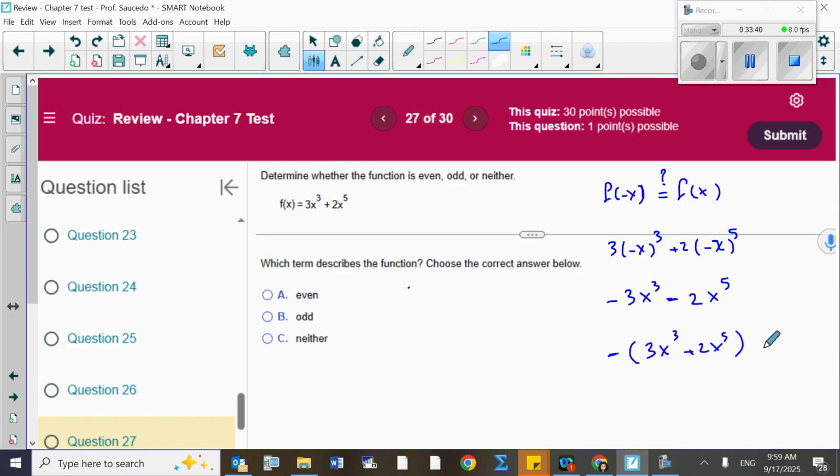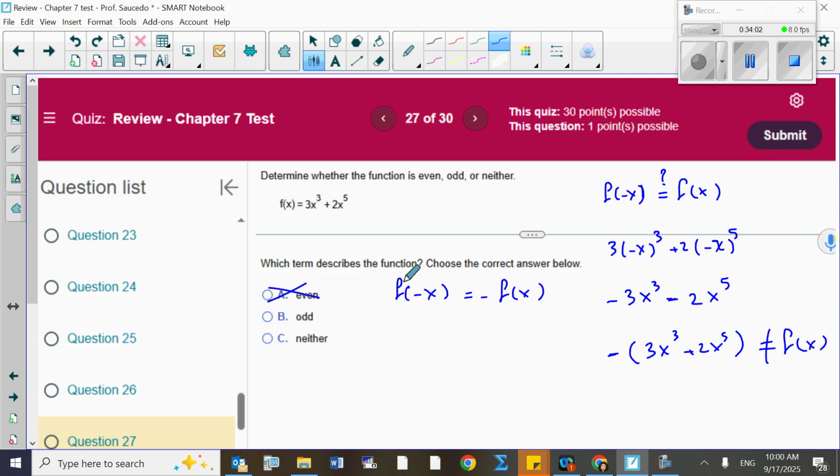But as you see, this is not equal to f of x, because f of x is this. It doesn't have a negative. So this is not even. Is it an odd function? In order for a function to be an odd function, I need to check if f of negative x is equal to negative f of x or not.